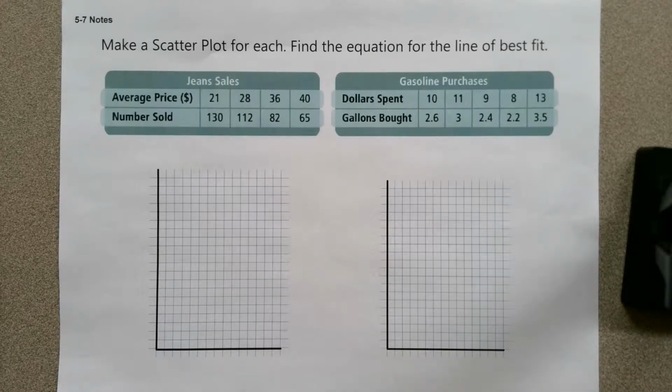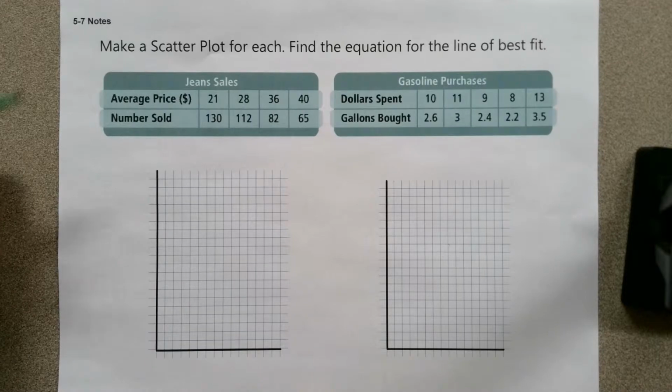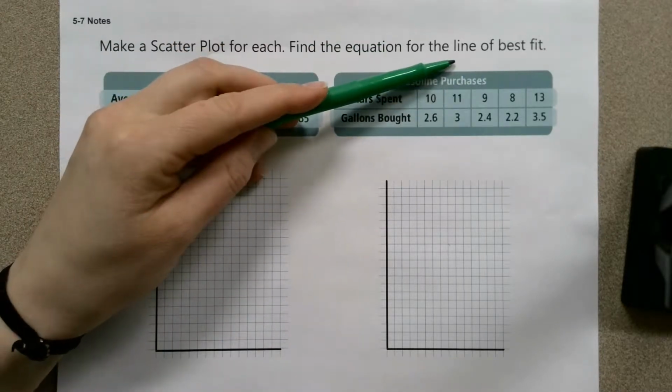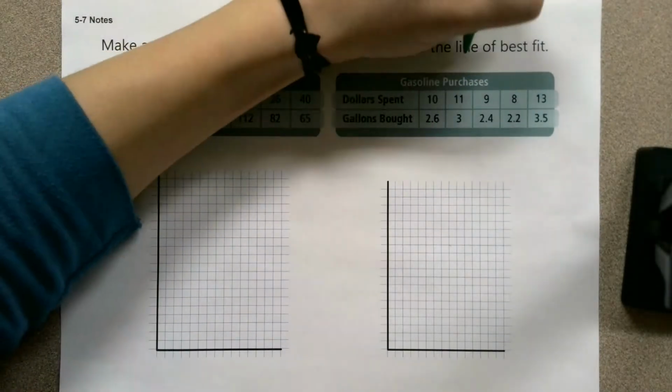Alright, in lesson 5-7 we were working on scatter plots, correlation, and lines of best fit. So what we're going to work on is graphing a scatter plot and then being able to graph and write the equation for the line of best fit.